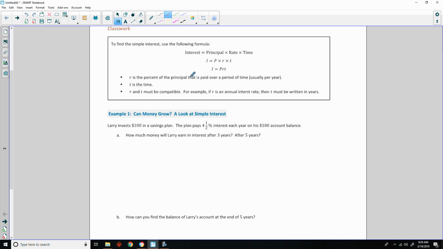R is the percent of the principal that is paid over a period of time, usually per year. T is the time, and R and T must be compatible. For example, if R is an annual interest rate, then T must be written in years. If R is a monthly interest rate, then T must be written in months, and so on.